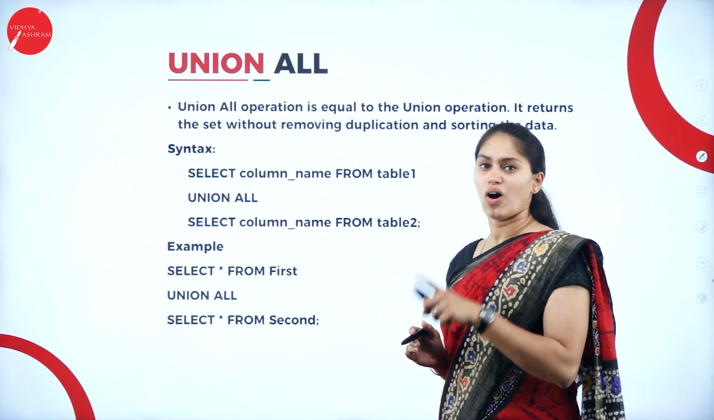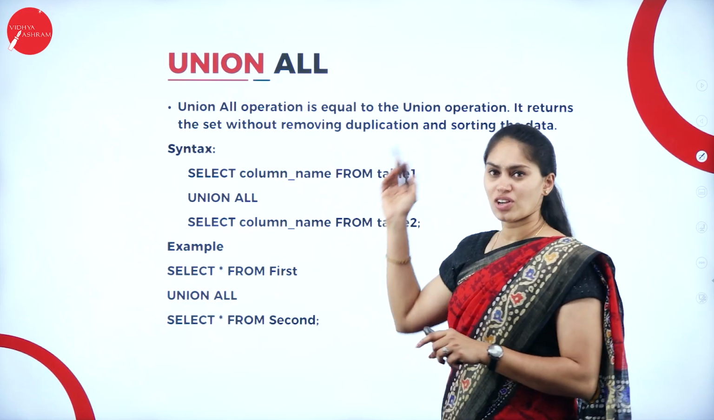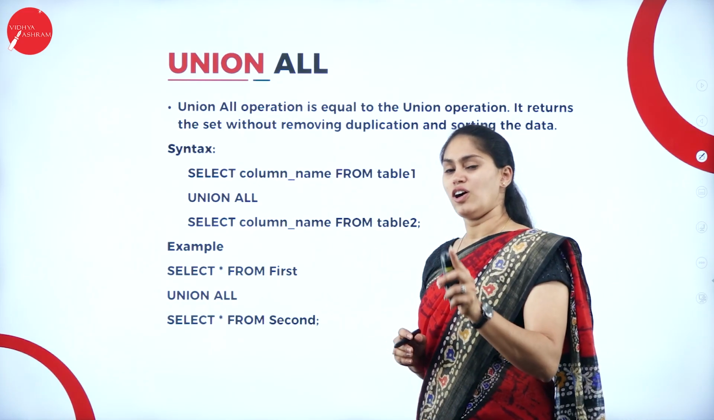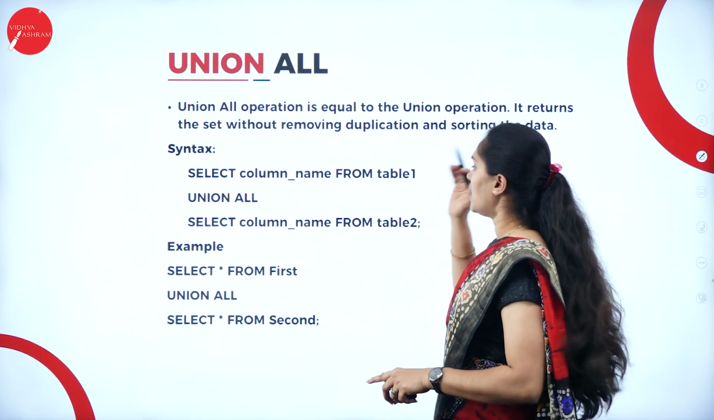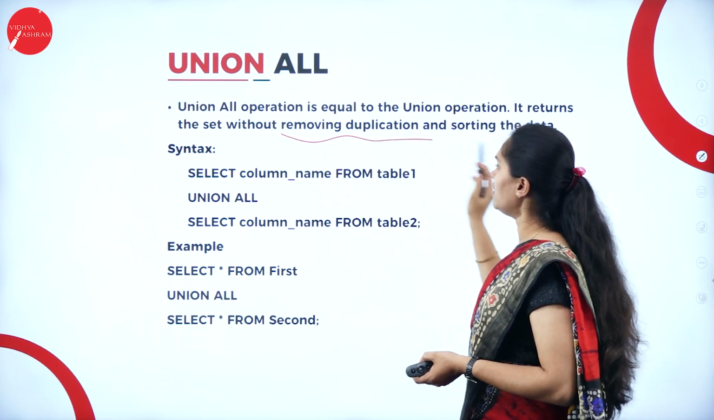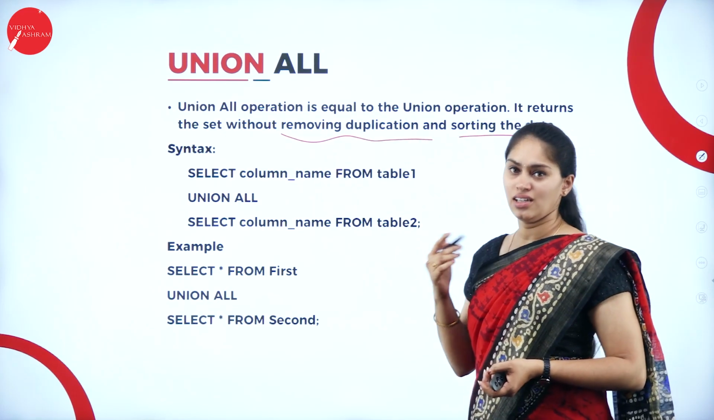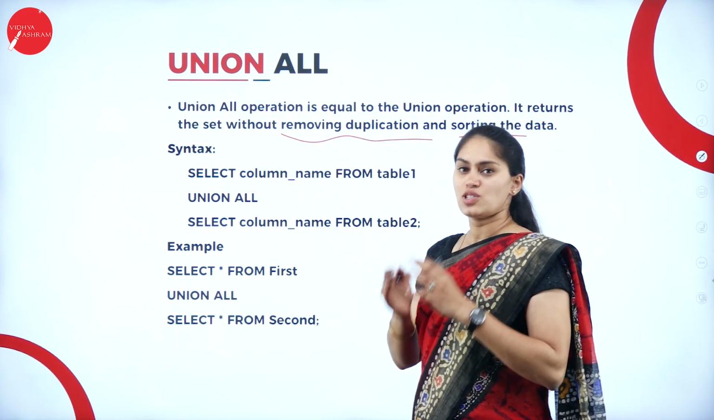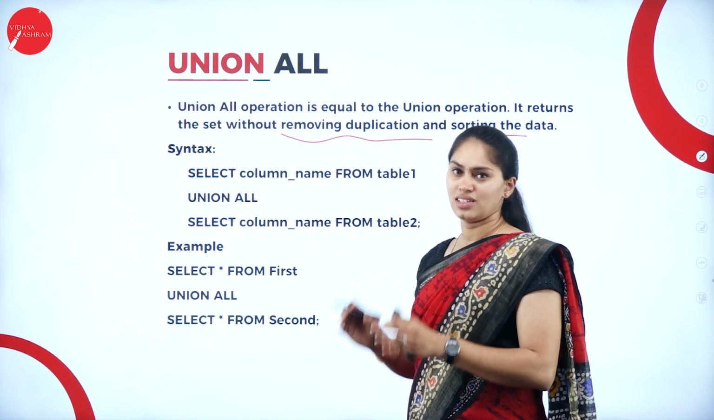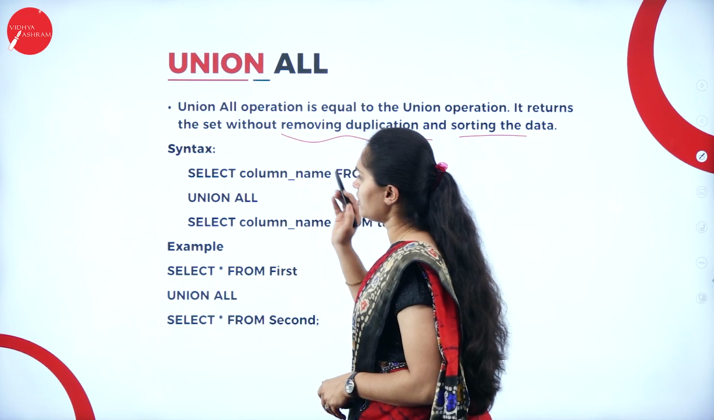But union all we have. In this, instead of taking distinct values or unique values, it will also include the duplicate values. It does not remove the duplication and it does not sort the data. It will not sort the data; however it was present, in that way only it will display.